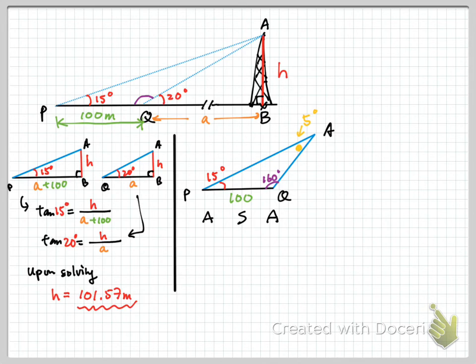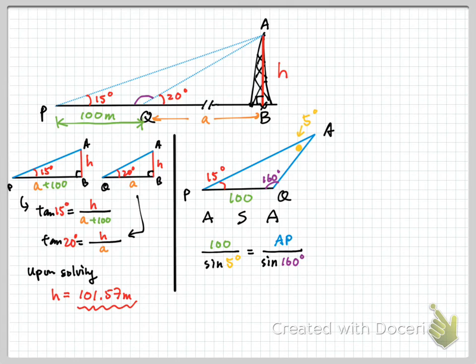So let me invoke the sine formula. We have 100 divided by sine 5 degrees equals AP divided by sine 160 degrees. Now, I mentioned earlier that if possible, we use the cosine formula, but that is only for finding angles. To find the length of a line, we can use the sine formula safely. The only worry is using the sine formula to find an angle, because of the two solutions. If we use the sine formula to find length, it is safe. Don't worry about it. So we can get the value of AP.